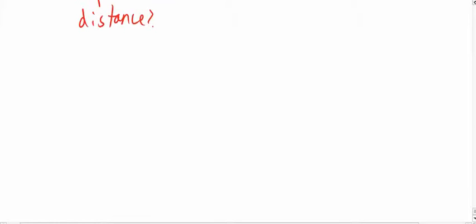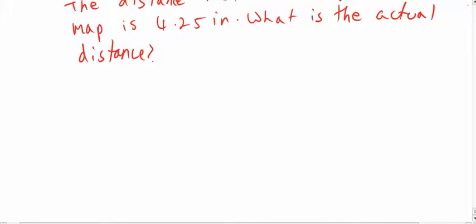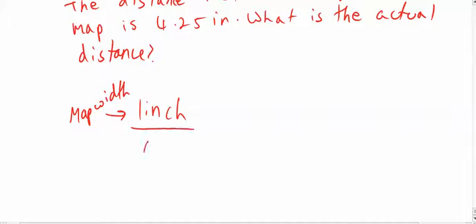To figure this out, you do 1 inch, which is the map width, and then divided by 6 miles, which is the actual width.